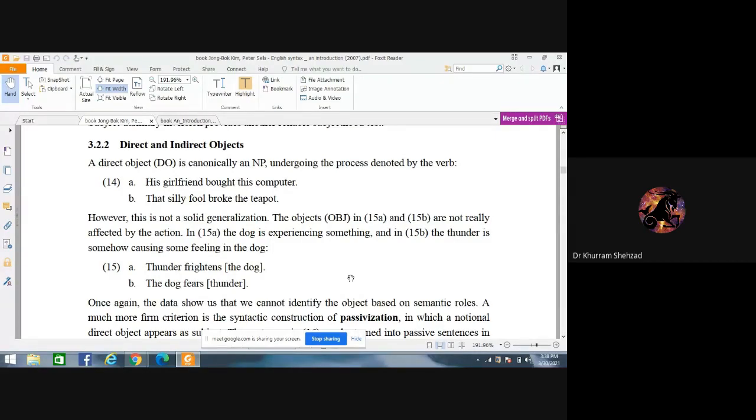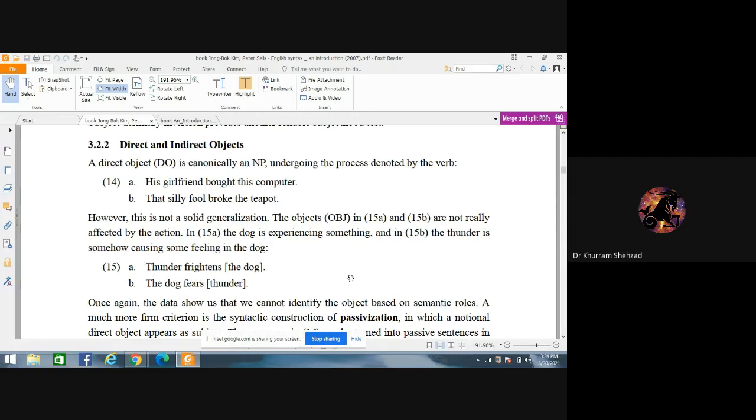Now here he is saying that this computer is affected by the subject, or the teapot is affected by that silly fool. But it is not always the case that objects are affected by the action of the subject. As we have read previously, it is not always the subject which is performing the action. So we read that Amna is wearing a beautiful suit.